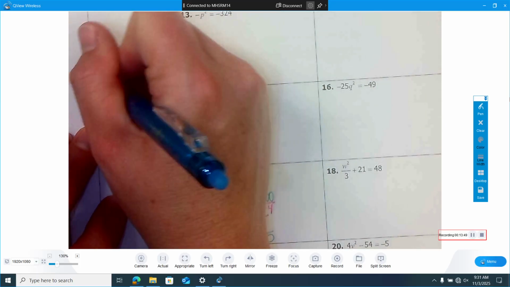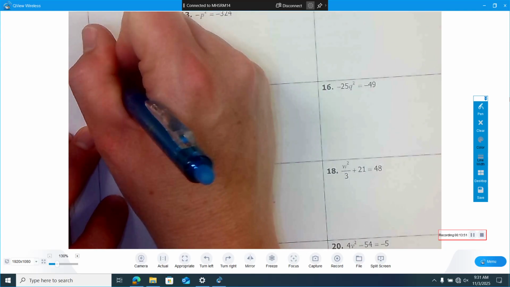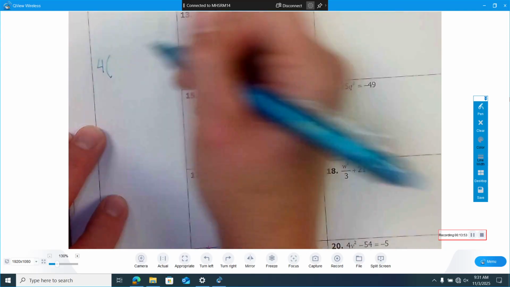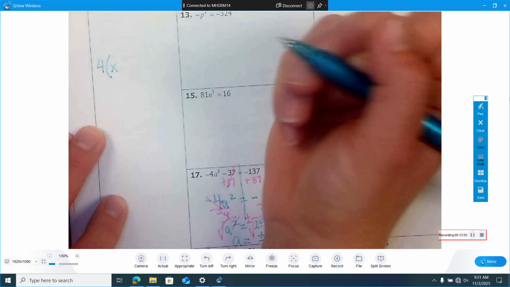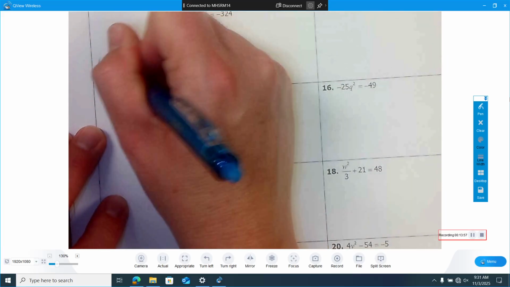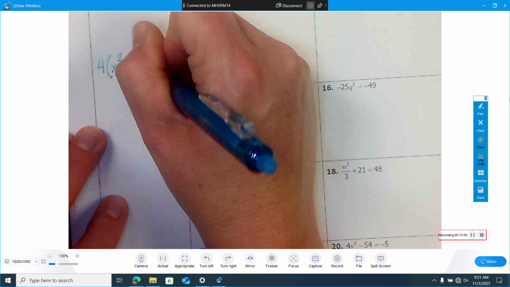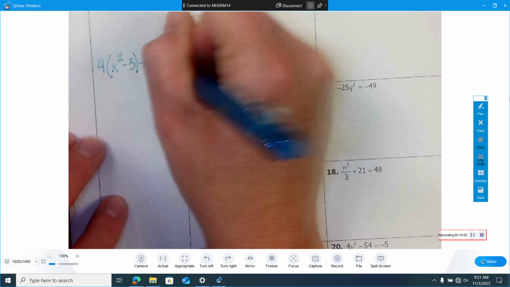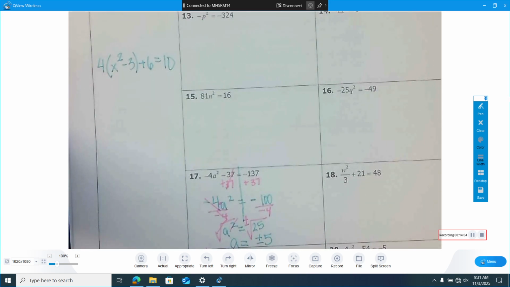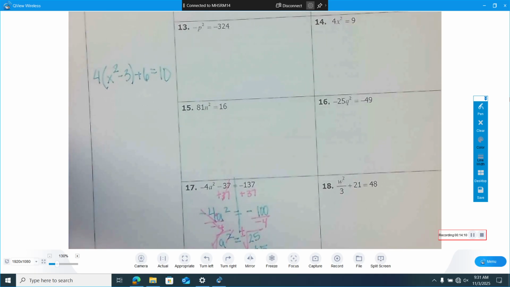Last one. This is what I would call a multi-set. We're going to have to squeeze it in on the side here because you're going to see some like this on Delta Math. So 4 parentheses x squared minus 3 plus 6 equals 10. So this one's a bigger kind of problem. You're going to see one like this on Delta Math today, so I wanted you to know how to do it.